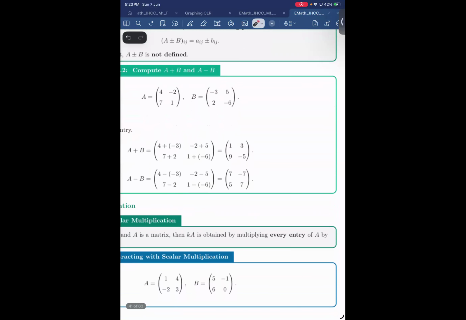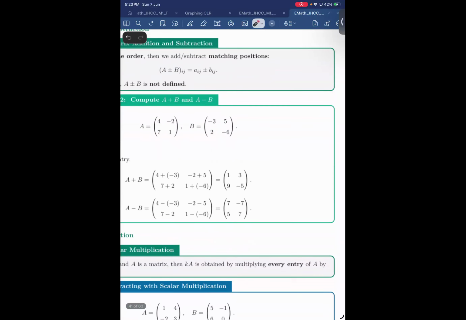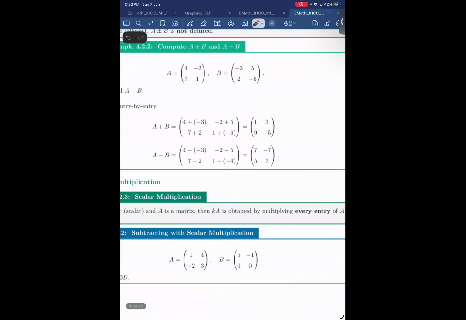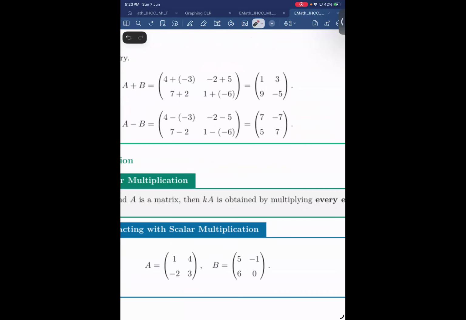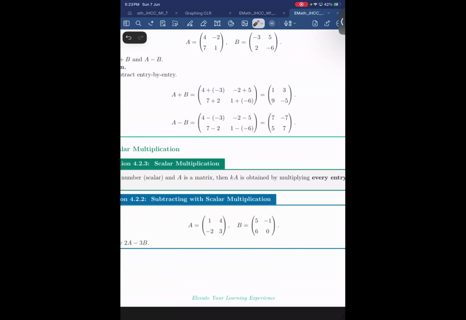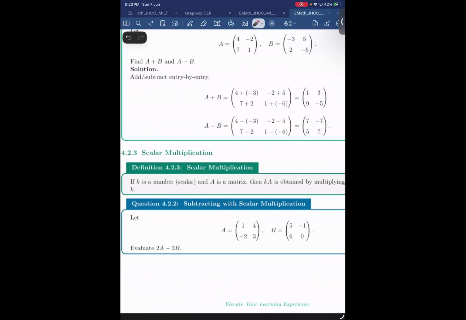So scalar multiplication is the same thing. Basically you just multiply the number in front to each of the entries of the matrix. So k times A, then each element inside will be multiplied by k. Then you can give this one a try: 2A minus 3B. You can do it in 2 steps. If you want to do it in 1 step, I would recommend doing two.